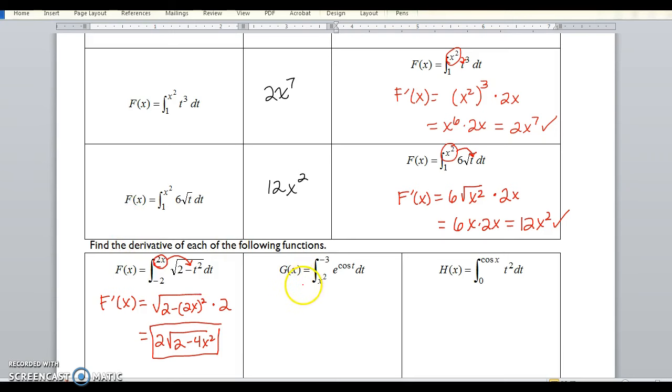All right, next one, g of x. You might notice that the function is on the bottom of the integral now instead of the top. And so we just need to switch that around, and when we do that, it will just be negative, just like we've been doing before. So g prime of x equals, take the x squared and plug it in for t. So negative e to the cosine of x squared times now the derivative of x squared, which is 2x. You can leave your answer like that.